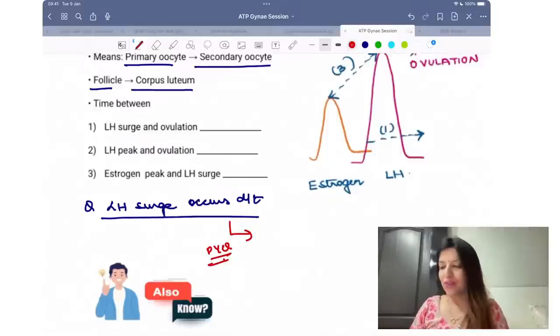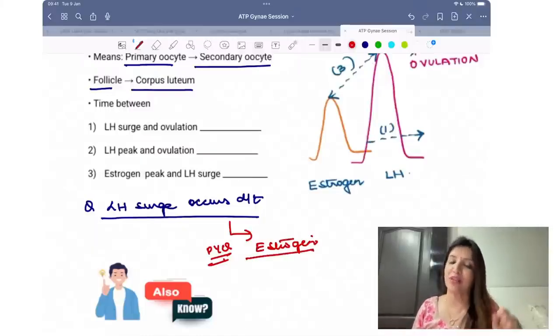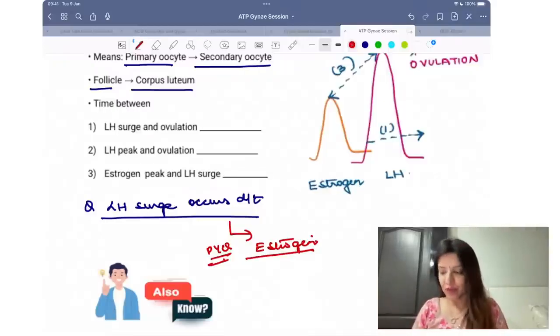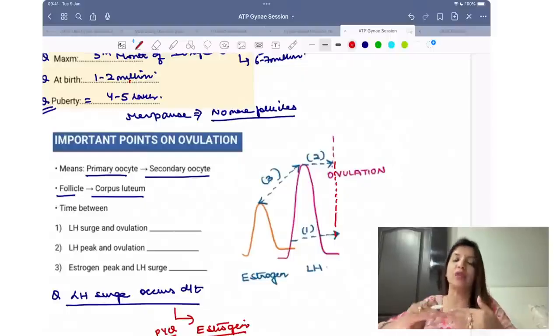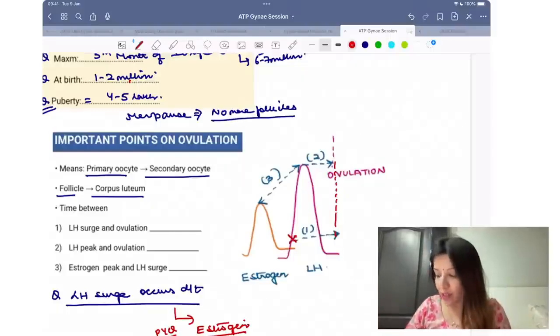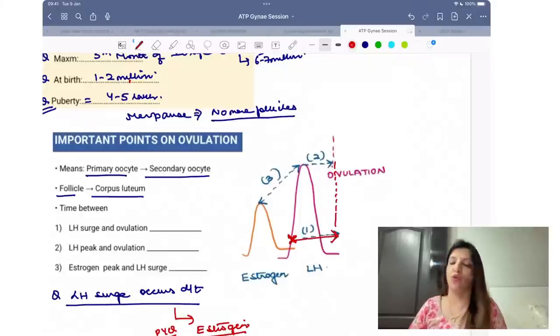Excellent, AG. It is estrogen. LH surge happens due to estrogen. So first the estrogen peak will come and then the LH peak will come. Now the question which they ask you is, if this is the place where ovulation is happening, what is the time gap between LH surge and ovulation? LH surge means the time when LH begins to increase. So from when LH begins to increase to ovulation, what is the time gap?